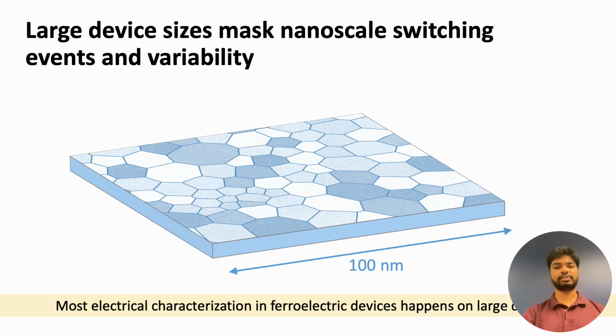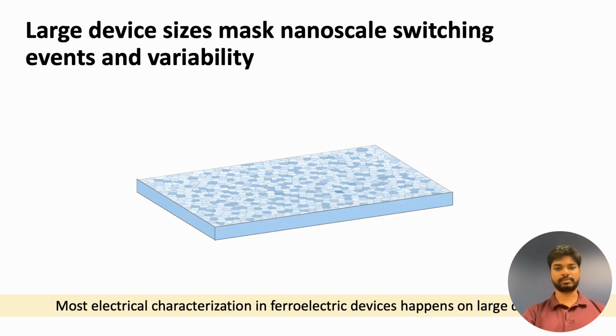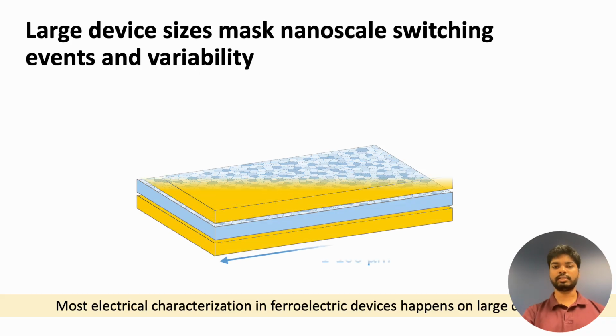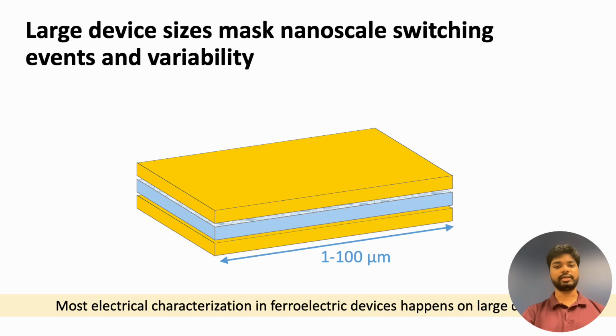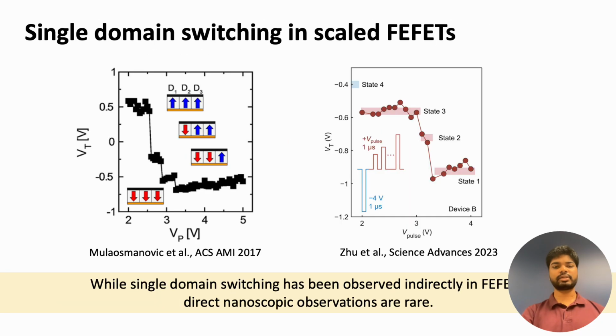Polycrystallinity in hafnium-based ferroelectric films drives massive device-to-device variation and has been known to be a significant bottleneck to areal scaling in hafnia-based ferroelectrics. Most ferroelectric characterization is still performed on devices that are tens of microns in size. At these dimensions, the response is an average of thousands of domains, masking the nanoscale switching that ultimately limits scaling. While prior electrical studies have inferred single-domain switching from indirect measurements on scaled FEFETs, direct nanoscopic confirmation has been extremely limited.